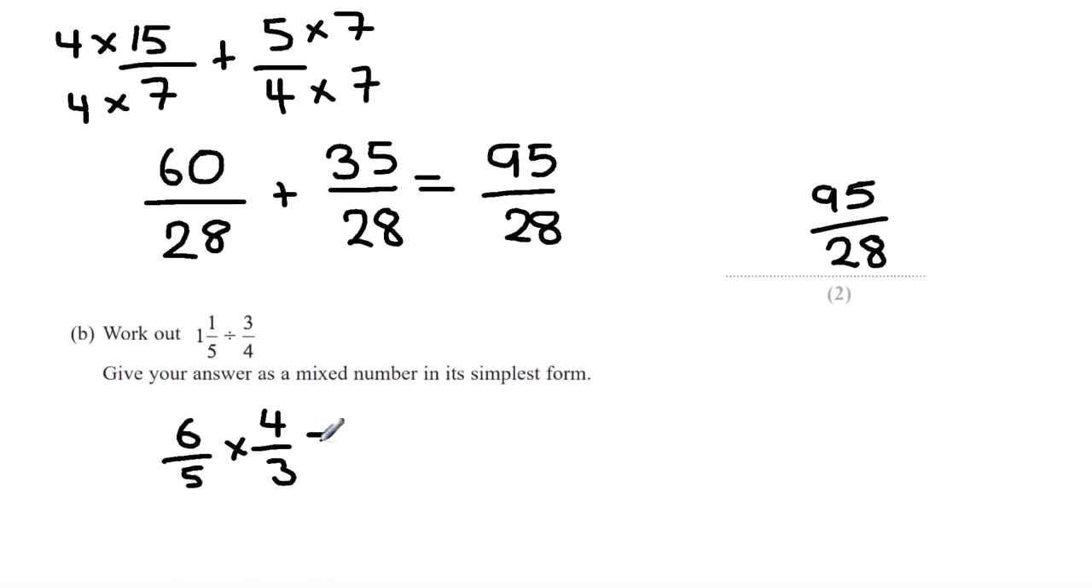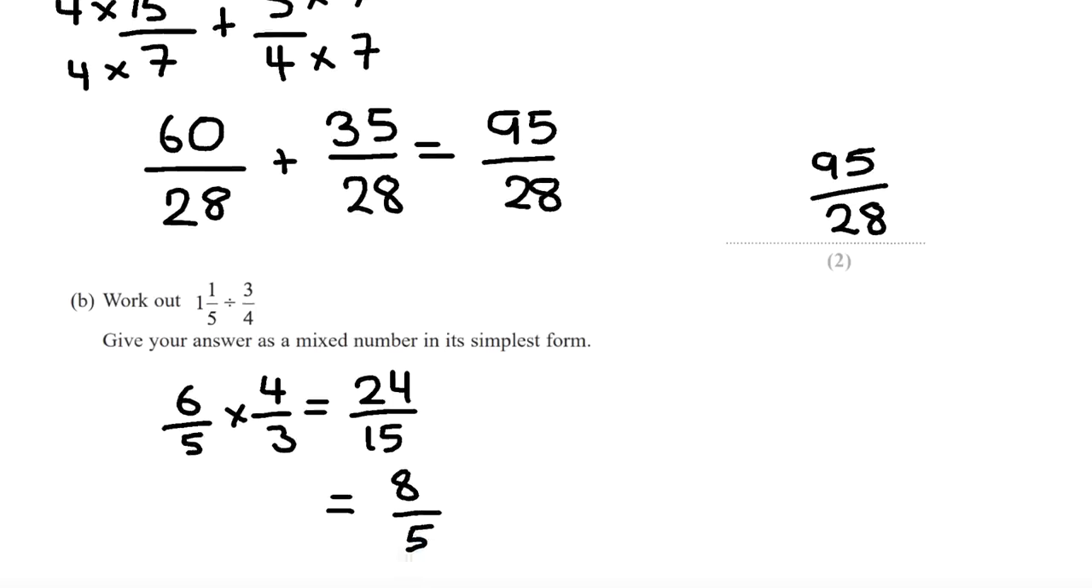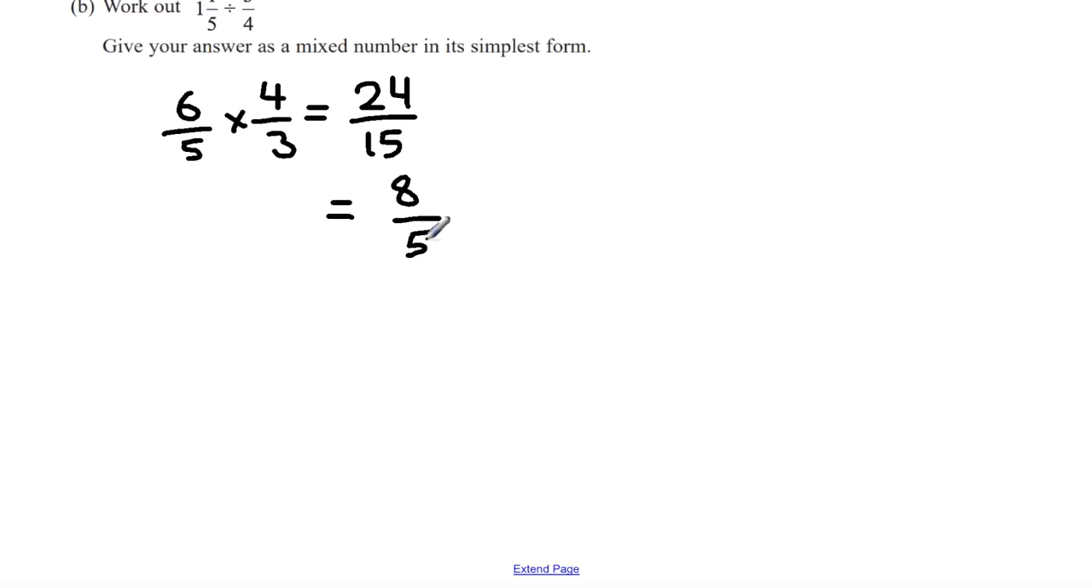Now I'm going to multiply across. So 6 times 4 is 24. 5 times 3 is 15. I'm going to simplify this further by dividing the numerator and the denominator by 3. So therefore we should have 8 over 5. Now I need to convert this into a mixed number. So how many times does 5 go into 8? 1. So it'll be 1. The remainder is 3, so that goes in the numerator over 5. So that's our final answer.